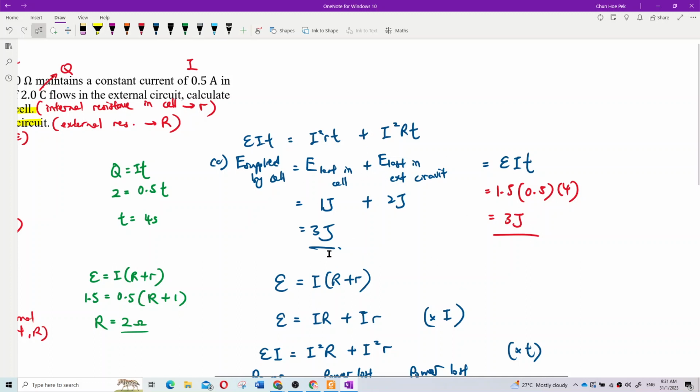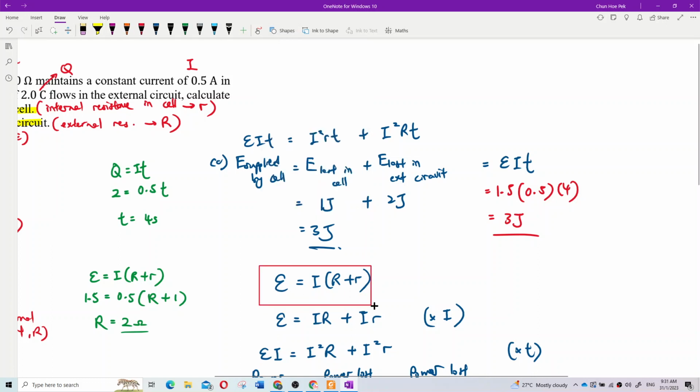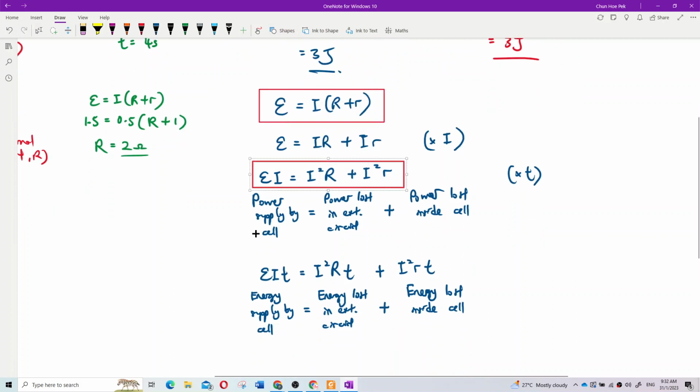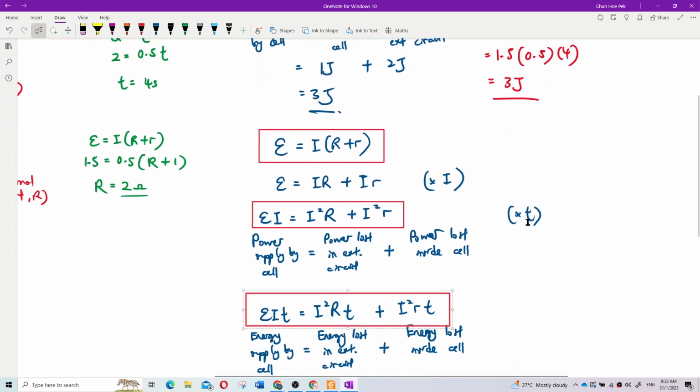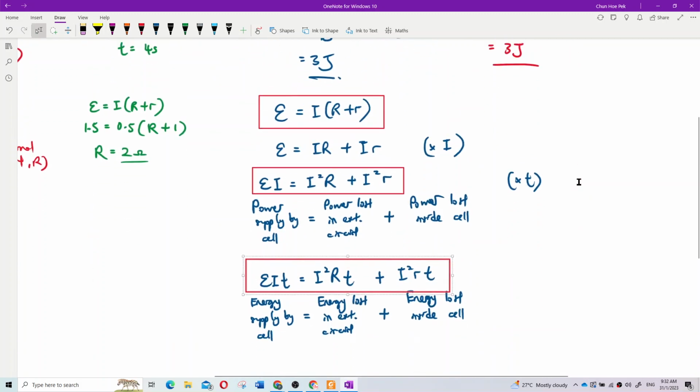It all comes from this one formula. From this formula, you can get the power, and you can get the energy. Okay, so that's all. All right, class, you okay?